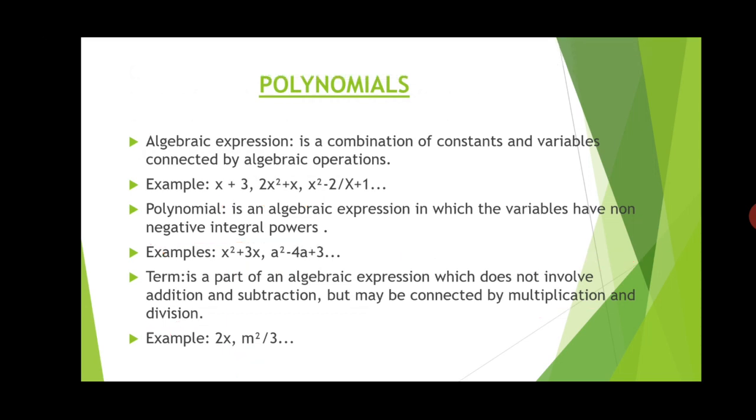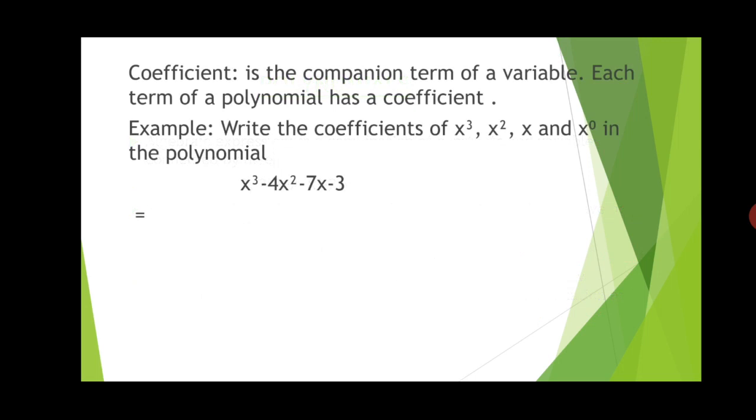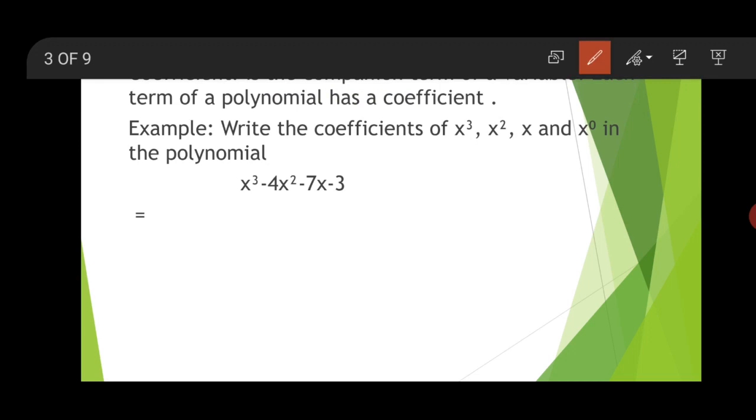Now let us move to the next, coefficient. What is a coefficient? A coefficient is the companion term of a variable. Each term of a polynomial has a coefficient. Now let us see an example. I will show one polynomial p of x. Since the variable here is x, I will write the polynomial as p of x. Suppose this is y, then I will write p of y. So p of x is equal to x cube minus 4x square minus 7x minus 3 here.